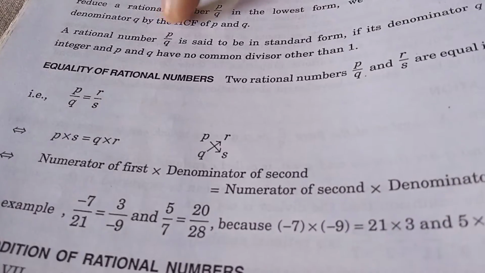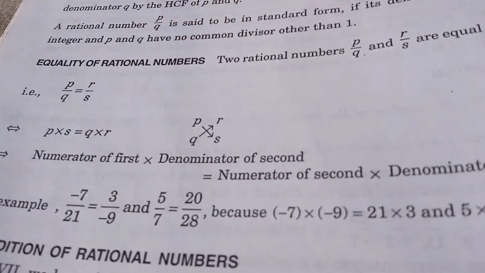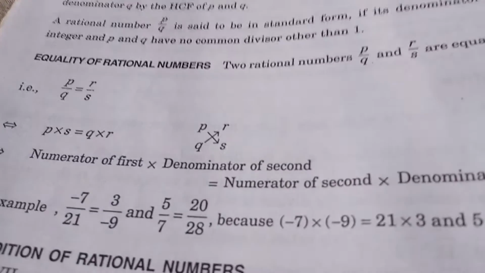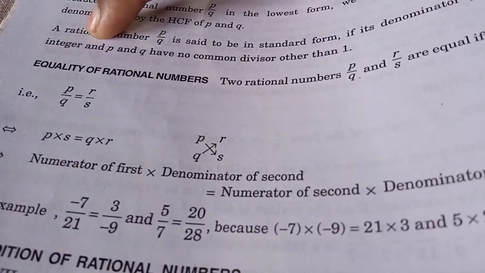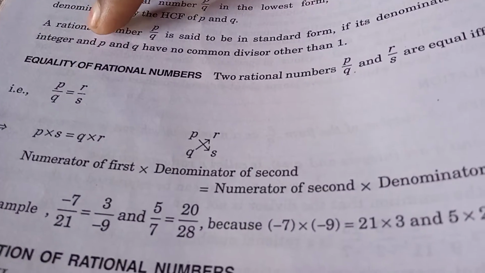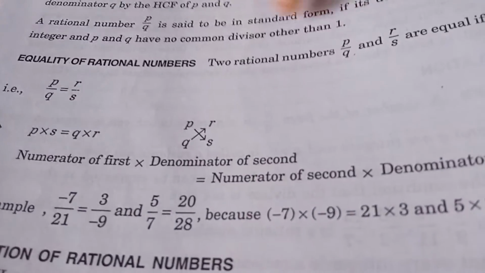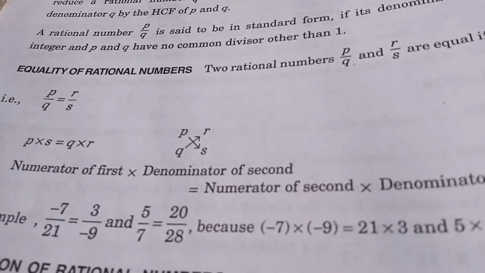So the rational number p by q is said to be in the standard form only when its denominator q is positive, if this q is positive and an integer, and p and q have no common divisor other than 1. What does this mean? To make you understand, I am going to solve it in the copy.